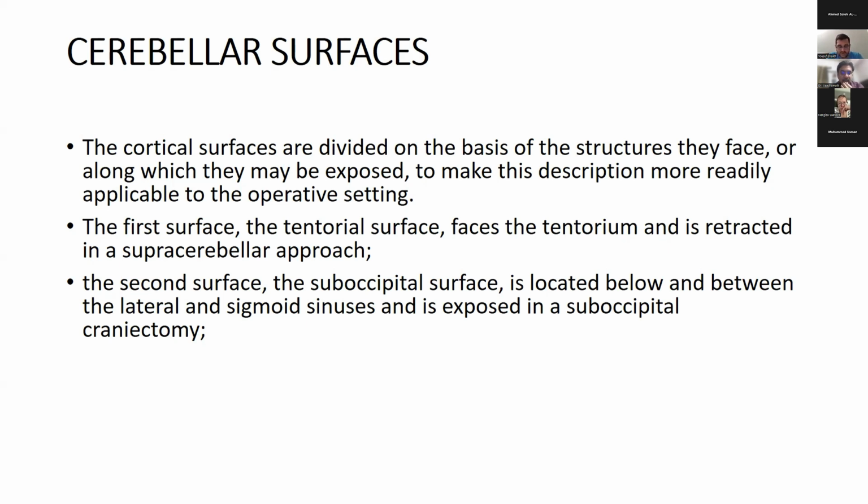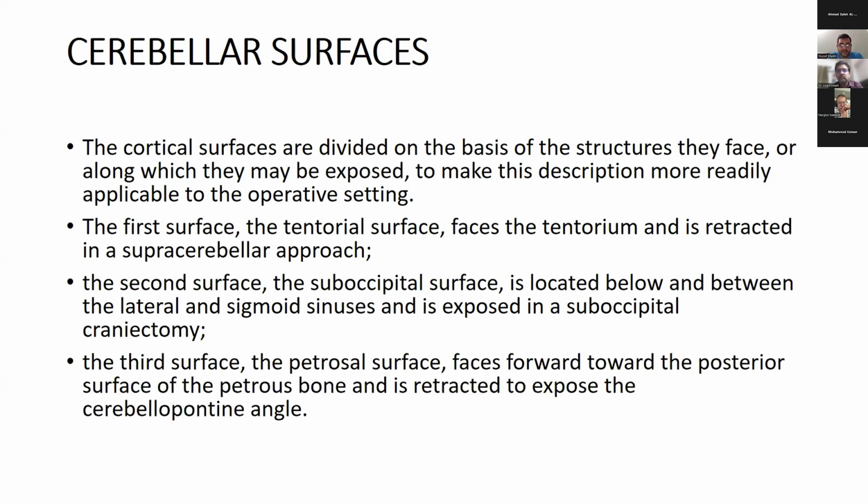The second surface is the suboccipital surface, situated posterior inferiorly, between the sigmoid sinuses and below the lateral sinuses. This is one of the most common sites for suboccipital craniotomies and approaches to the fourth ventricle. The third surface is the petrosal surface, which is situated anteriorly. It faces the petrous part of the bone, and this is the general area that we access during approaches to CP angle tumors that we frequently do, such as acoustic neuromas, dermoids, and epidermoids.